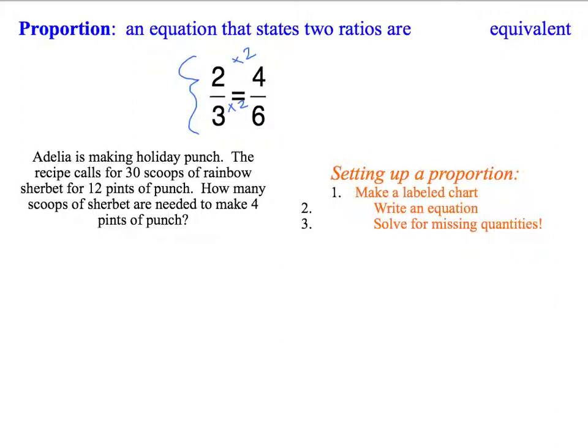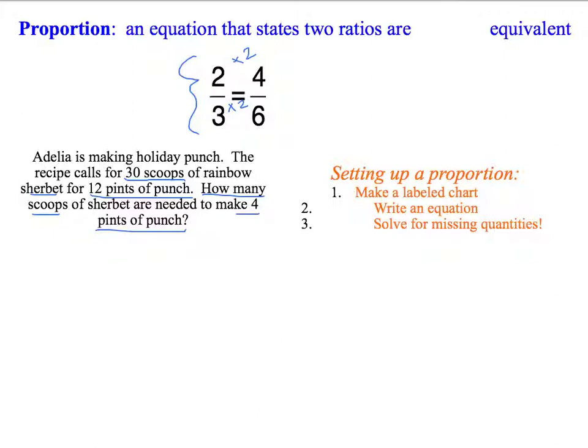Let's look at a word problem that uses proportions. Adelia is making holiday punch. The recipe calls for 30 scoops of rainbow sherbet for 12 pints of punch. So our important information is 30 scoops of sherbet for 12 pints of punch. How many scoops of sherbet are needed to make 4 pints of punch? So how many scoops for 4 pints of punch?